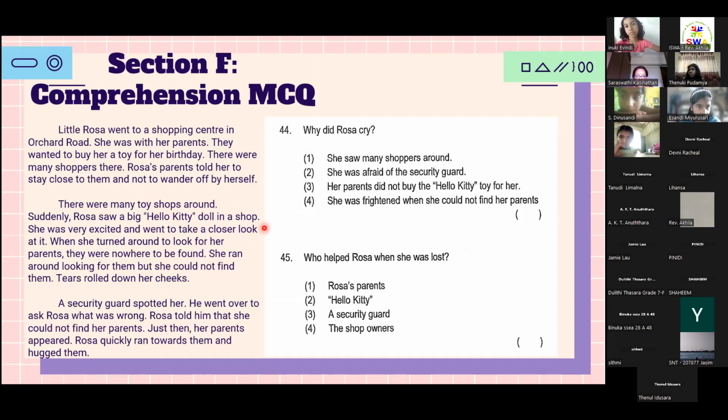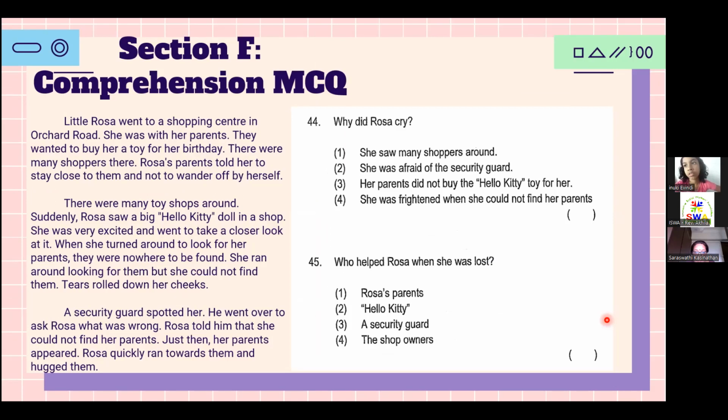Who would like to read? Teacher, can I read? I am Devmi. Devmi, I am so happy that you are trying, but I would like to hear from other friends too. Okay? How about... Can I read? I'm Tanudi. Okay, you can try. Okay, go.